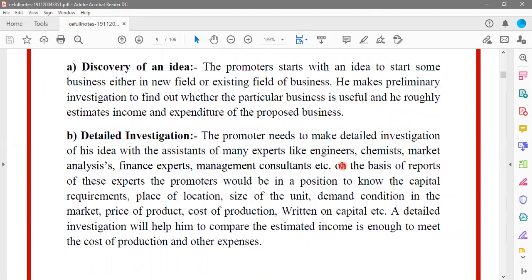Discovery of an idea. First, you should understand what type of business you want to do. You would see a successful business in your area and think, okay, I'll start a boutique tomorrow. But to start a boutique, you should first check, is starting a boutique profitable for me? How much investment should I do?